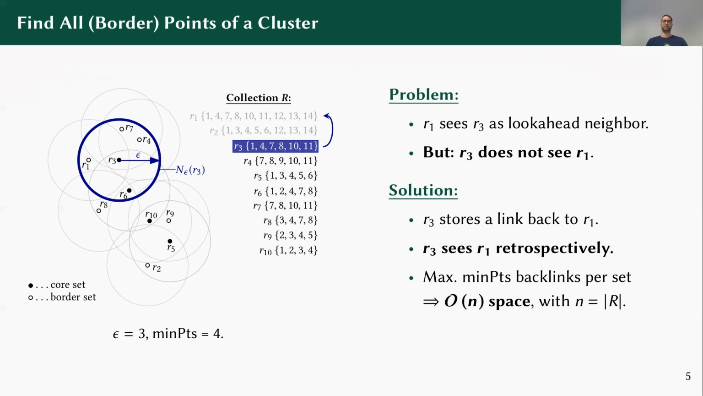Consequently, R1 would falsely remain noise. Therefore, we store a link from R3 to R1 when R1 is processed. In other words, R1 propagates the necessary information to its look-ahead neighbors. The backlink allows R3 to see and cluster R1, although it is not part of R3's look-ahead neighbors. We also found that storing at most min points backlinks per set is enough, therefore retaining linear space.